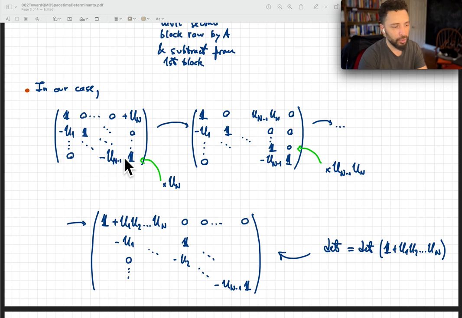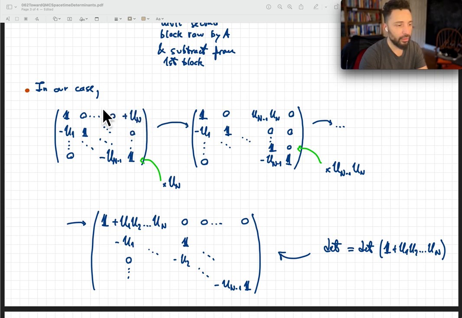We take this last row here, and we multiply it by u sub n on the right. And so imagine doing that, and you obtain this matrix if you take that row and subtract it from the first row. In other words, we leave this row unchanged, but we imagine multiplying it on the right by u sub n and subtracting it from the top row. The goal of that is to eliminate this u sub n.